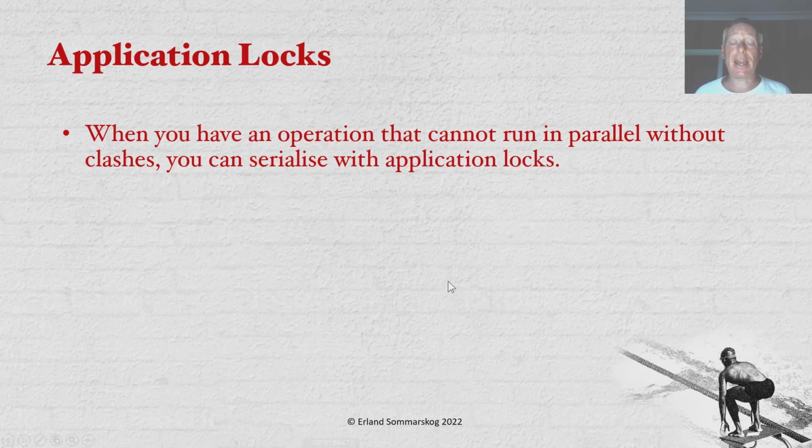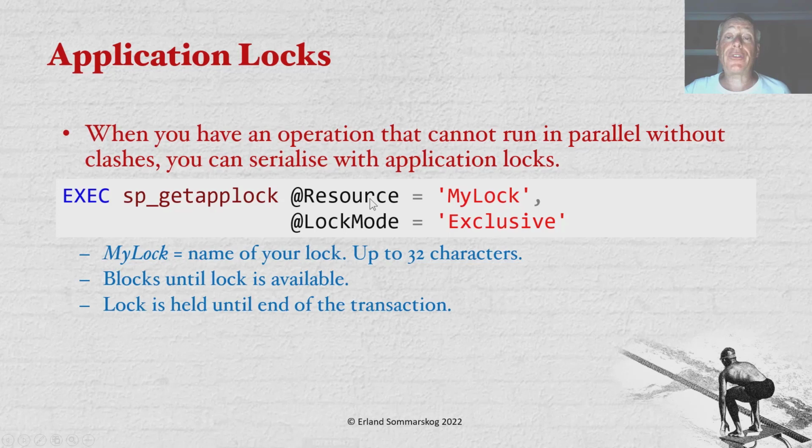So you can say exec sp_getapplock, with @Resource giving it a name, and @LockMode exclusive. As I said, it's just a name, my lock. It can be Gretchen. It can be New York. Most of the time, I use the name of the stored procedure where I have this. And it will block until that lock becomes available. By the way, yes, that lock is also local to the database, I should say. And the lock is held until the end of the transaction.